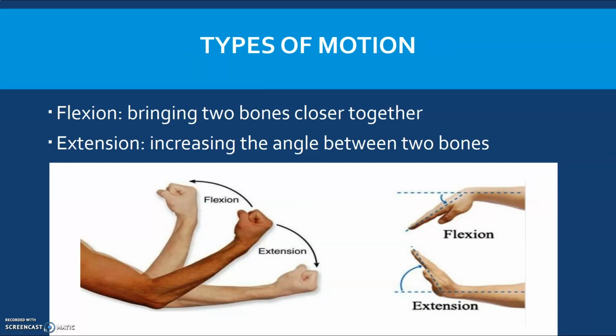Now we are going to look at different types of motion. Joints allow for different range of movements. Muscles pull on bones, and this produces movement. Flexion is a movement that describes when two bones are brought closer together. Extension is when the angle between two bones increases. Flexion and extension take place at the shoulder, hip, elbow, knee, and wrist.